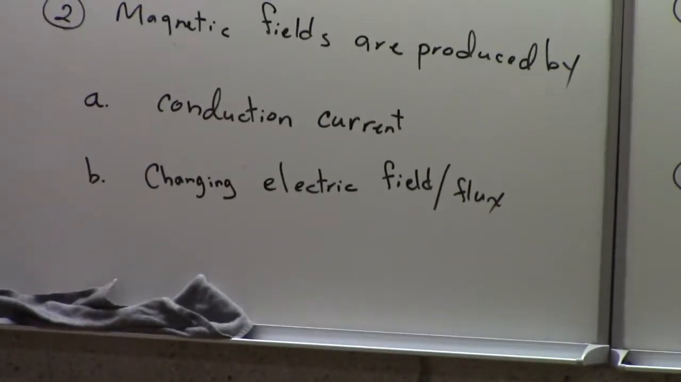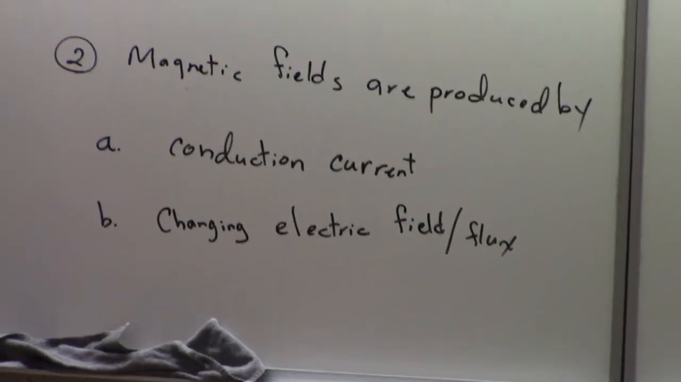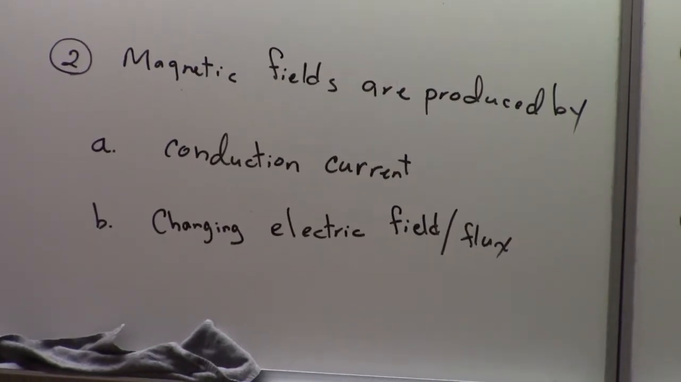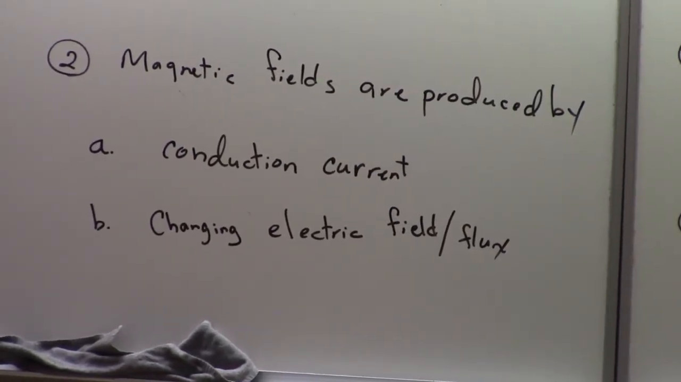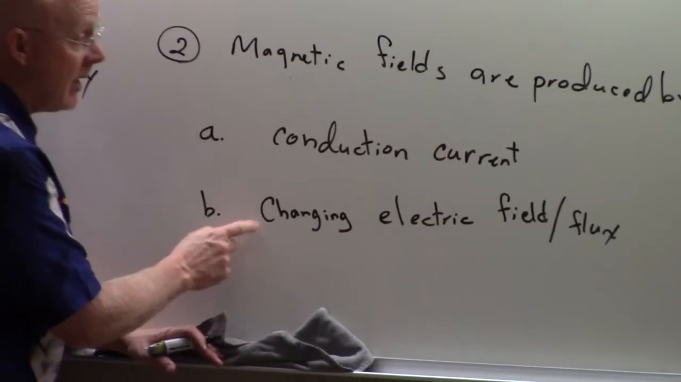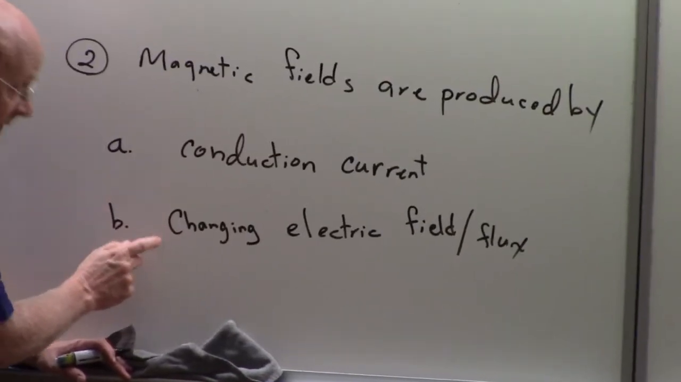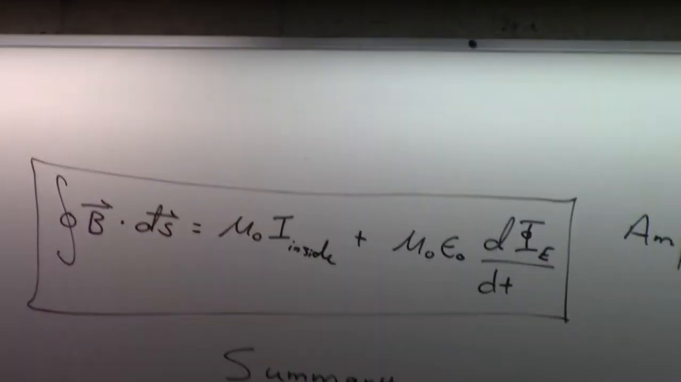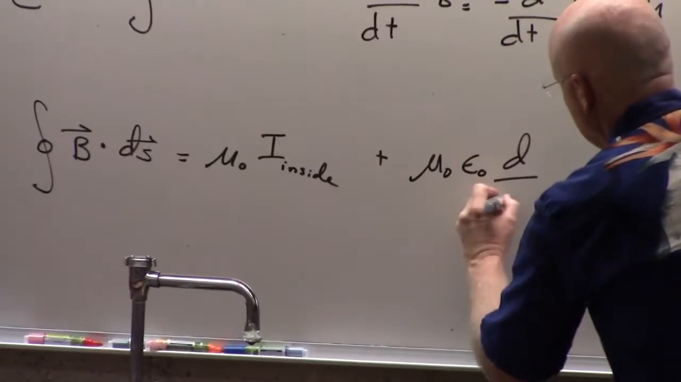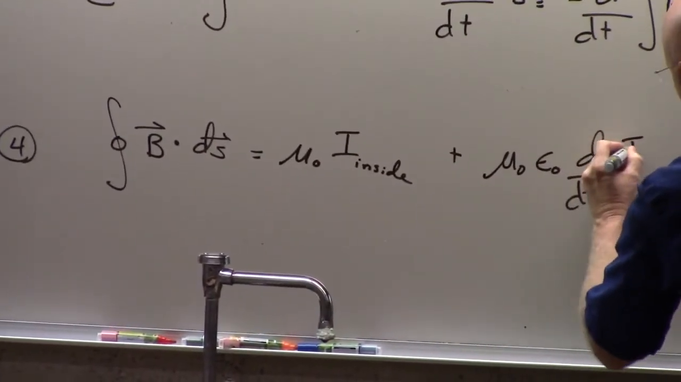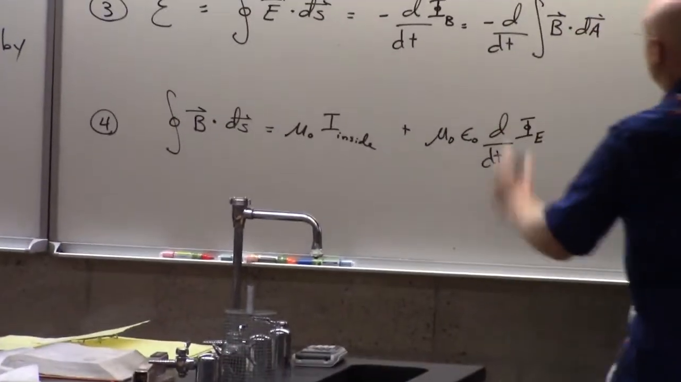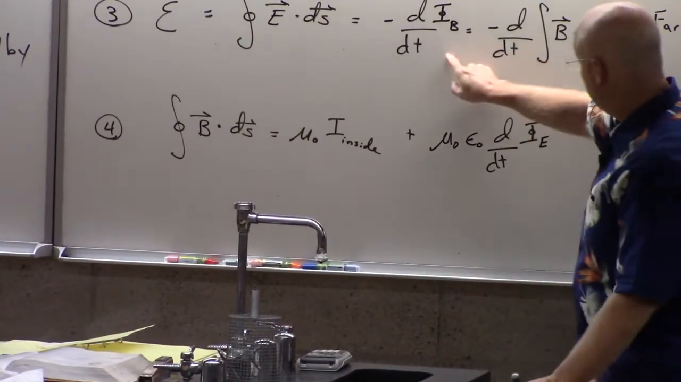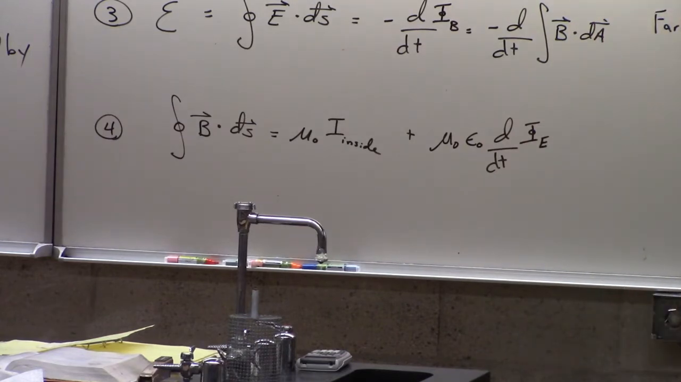And then, of course, this last piece, the one that's new this chapter, but this is our final step, is the Maxwell piece, which is right here. There is another way of creating a magnetic field. And so that's this piece right here, which says mu naught, epsilon naught, then the time derivative of the electrical flux.